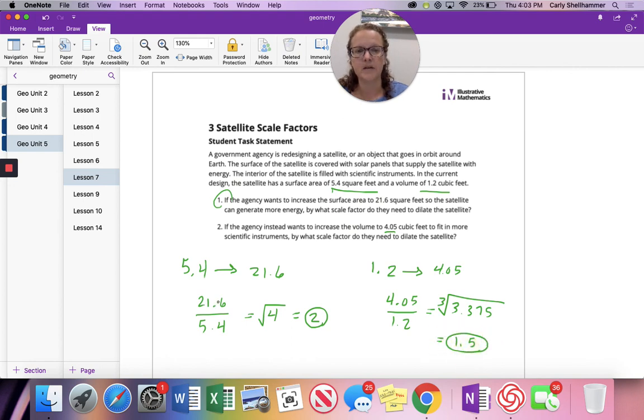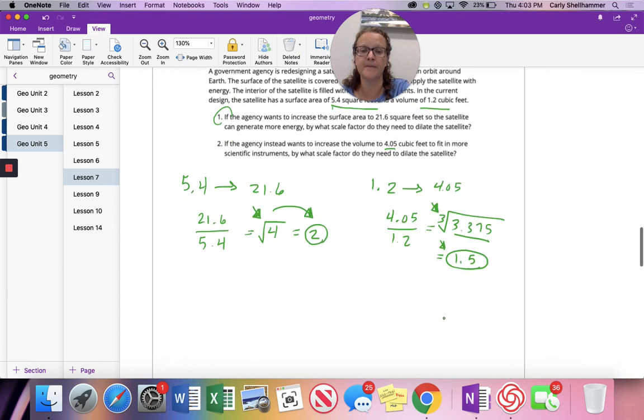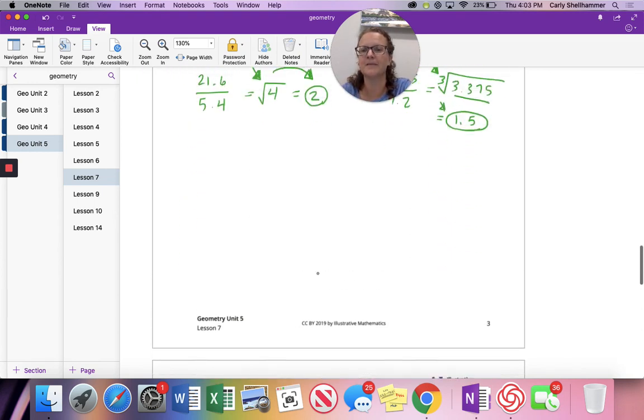Okay, so our figure went from small to big. That means I need to do the division to get a number bigger than 1 and then take the square root of it to get my scale factor. Our volume went from small to big. So when I do my division to get my scale factor, that's great. It's a number bigger than 1, but then I take the cube root of it to get my scale factor. Okay? And that's it. Good job.